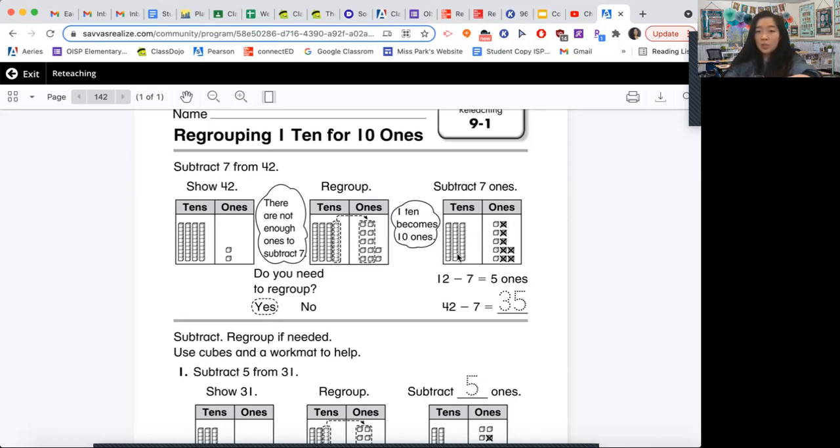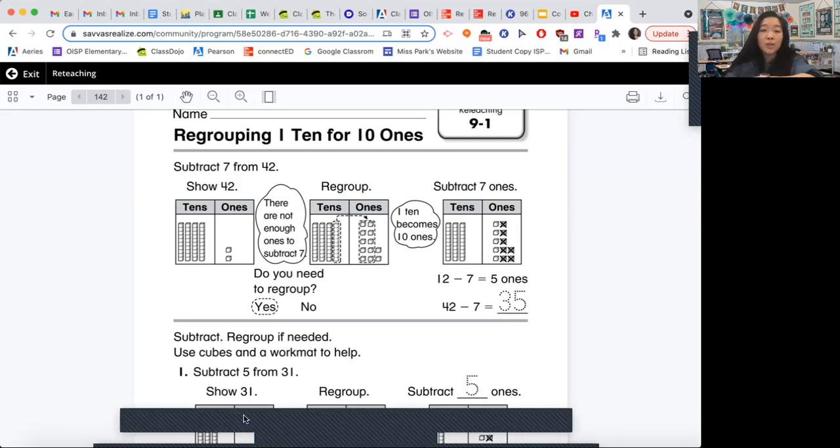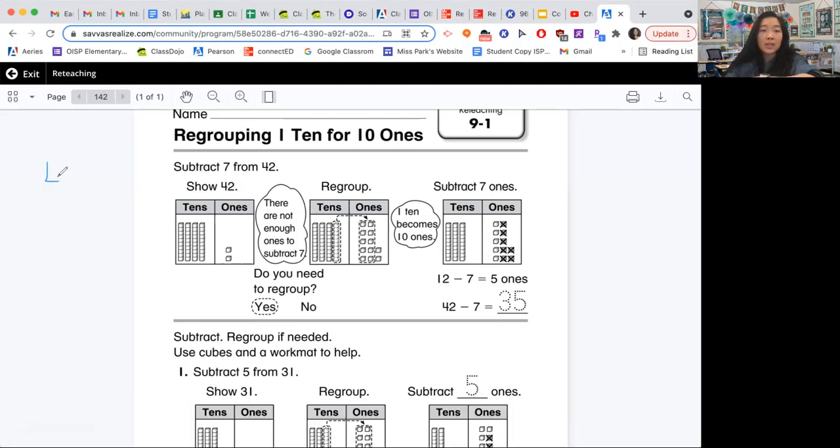And then how many 10s do we have left? We only have 3 10s because one of them went to the ones. So our answer is 35. Now, there's also a poem that goes with this. Okay, so let's go ahead. And I know that we're working on the visual, but I also want to show you guys how this is going to work once you line the numbers up. Okay, so here we have 42 minus 7, right?